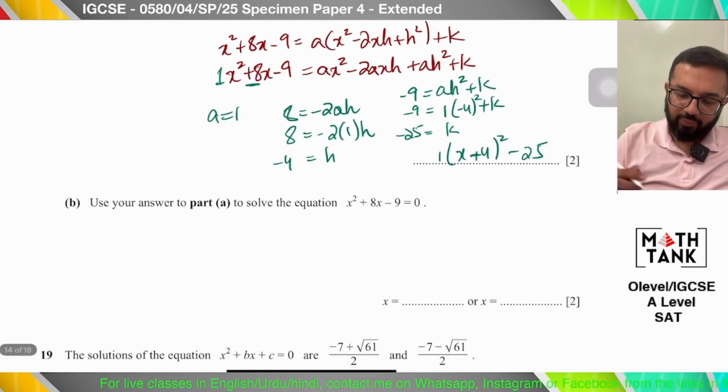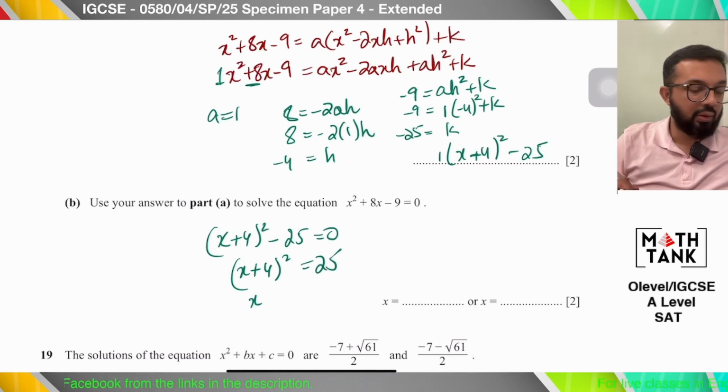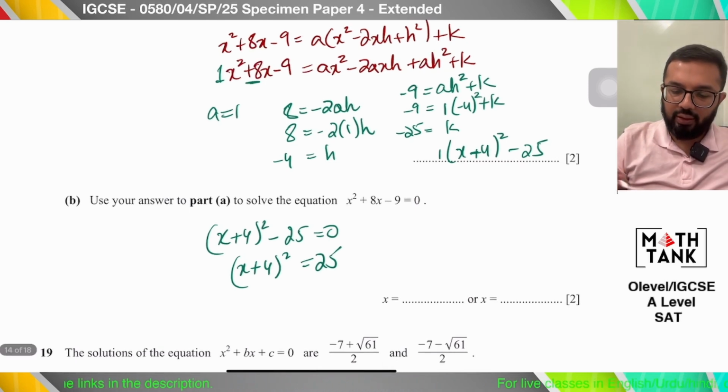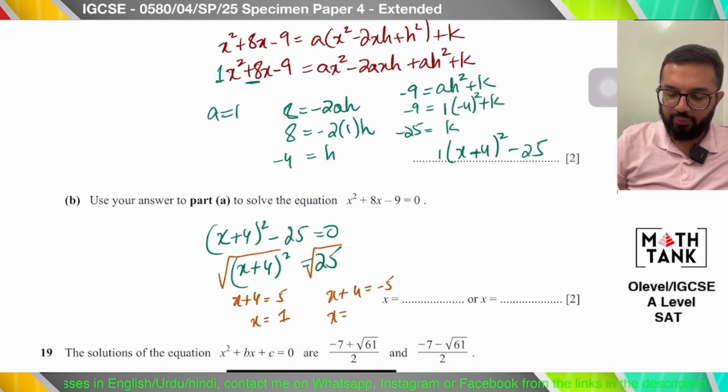Okay, use your answer to part A. So if I use this equation, I can then take a root on both sides. Say that x plus 4 equals to 5 and x plus 4 equals to minus 5. So x equals to 1 and x equals to minus 9.